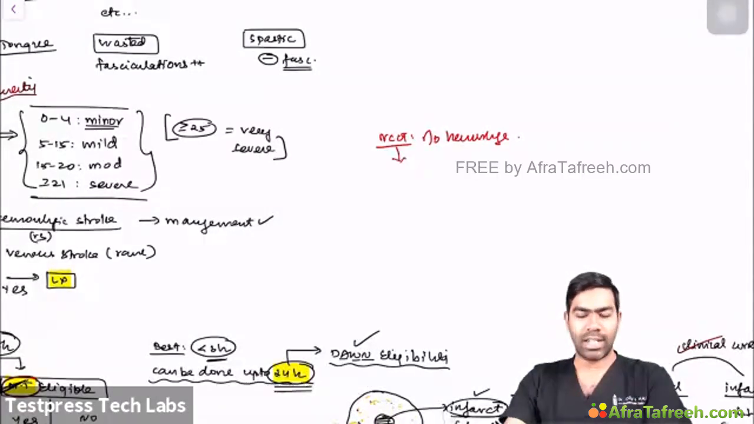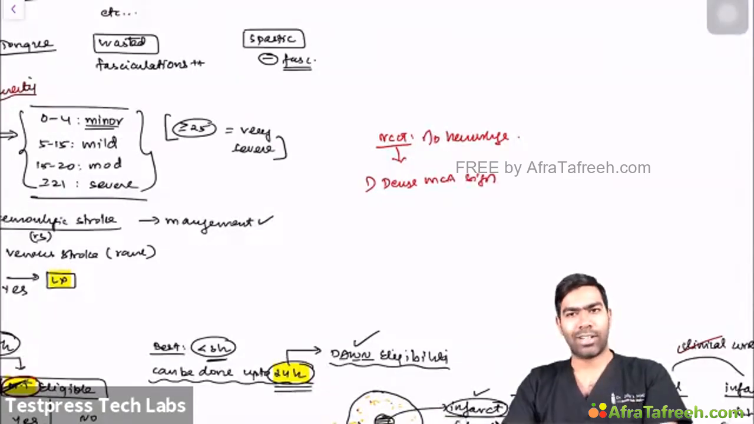But NCCT itself can be very valuable. There are some signs which you can see in the non-contrast CT. The first sign that is very popular is the dense MCA sign, the dense middle cerebral artery sign. I think no radiology teacher will complete the neurology session without showing this dense MCA. So there's no point in me showing that sign. It's nothing but the thrombus in the middle cerebral artery.